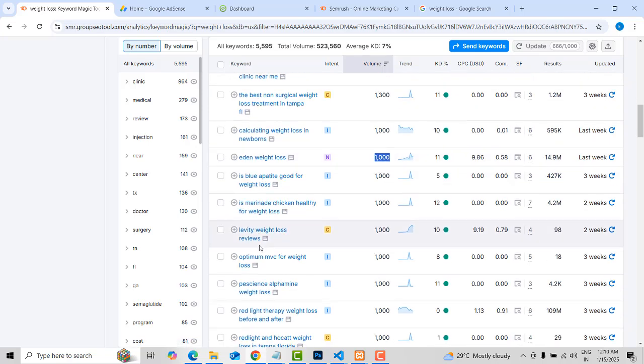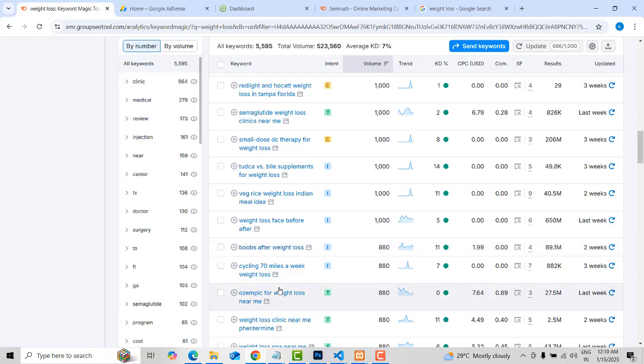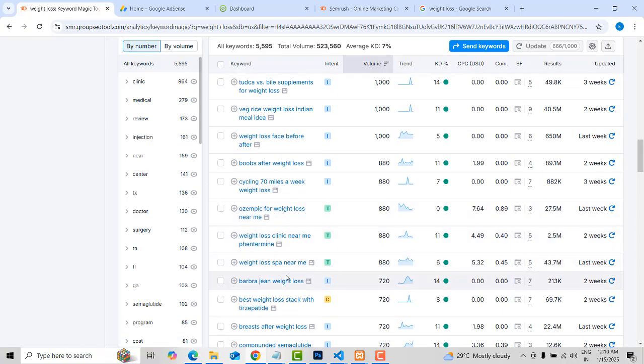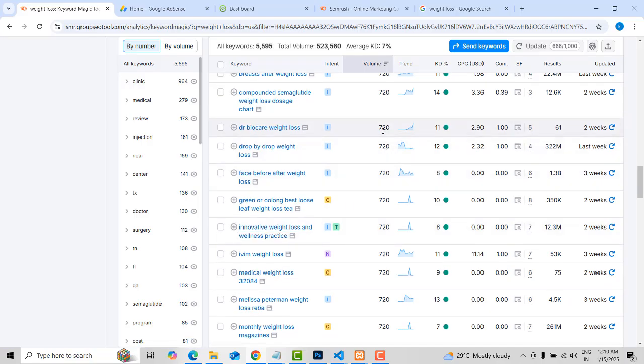There you can find it. There are many short tail keywords. You can simply find them one by one. Okay, this is the volume.